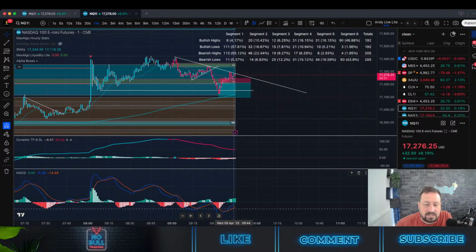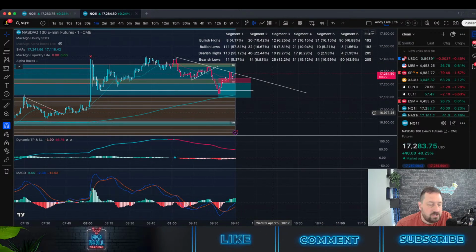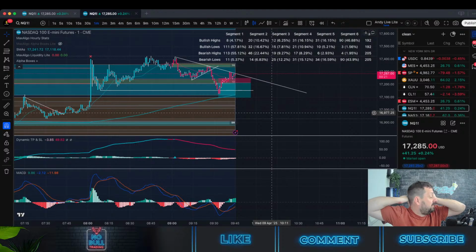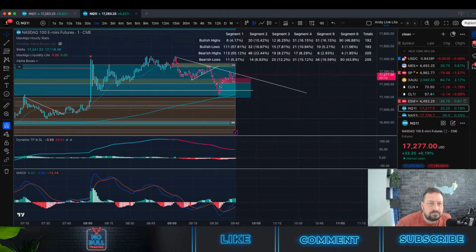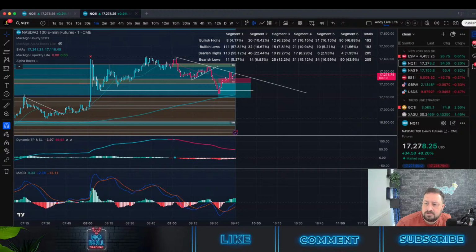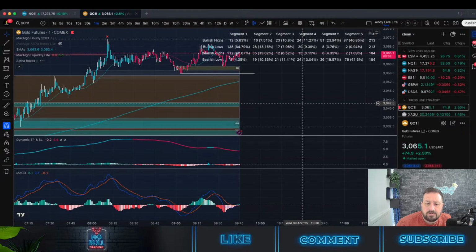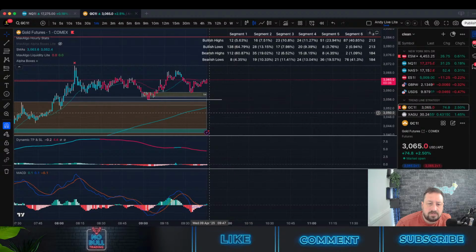So NQ, MACD now coming back above, so maybe this deeper correction's over. Probably need another 15 minutes. Need to see the new hourly start, and if the new hourly starts above its alpha box, we can look at a long, right? There's gold. Nice reaction out.